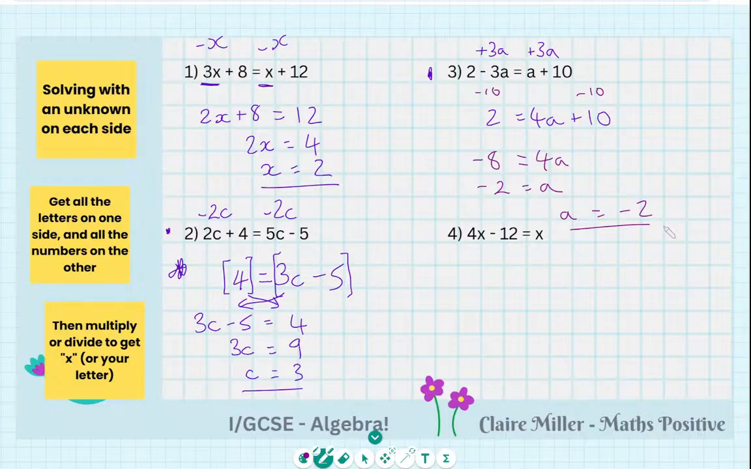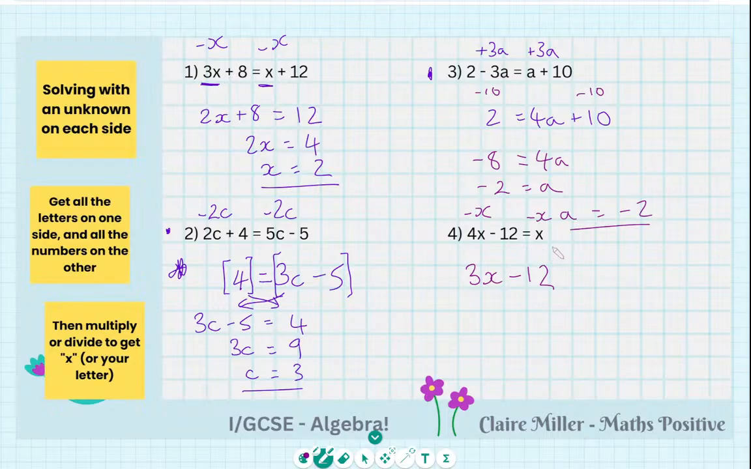Okay, and let's do one more together. Oh, we're really getting through these. Okay, ooh, this is interesting. We've got an x on each side. So yeah, we need to do the unknown on both sides step. Let's look for the smallest number of x's. That's going to be this one, because this is just 1x. And we're going to take 1x off each side. We're going to end up with 3x minus 12.